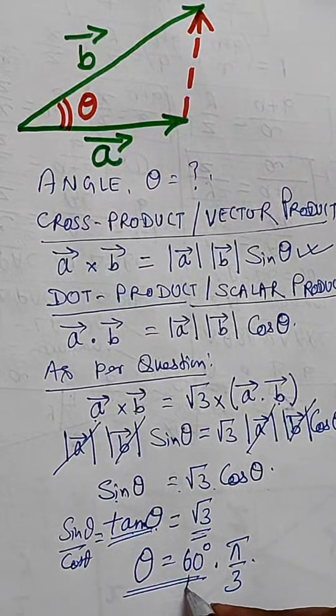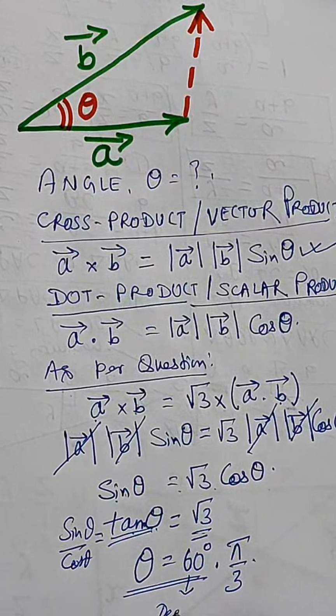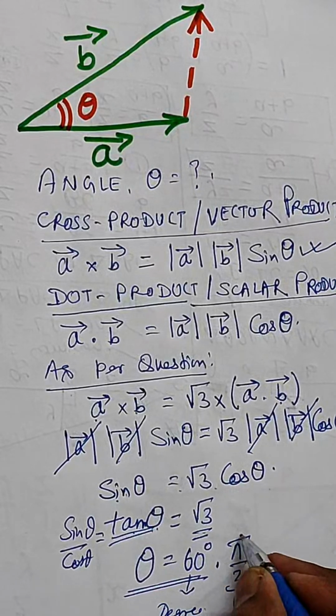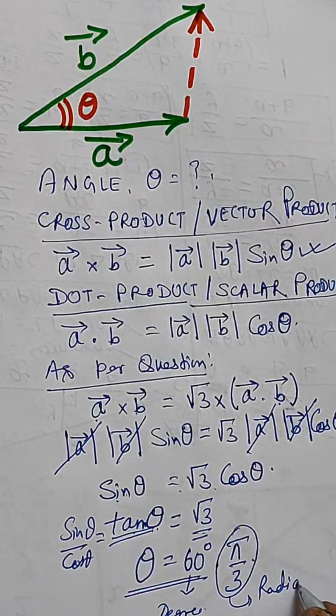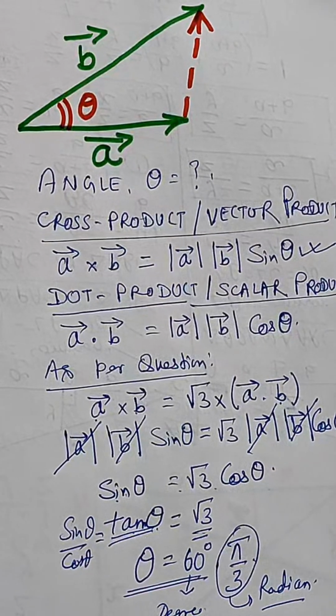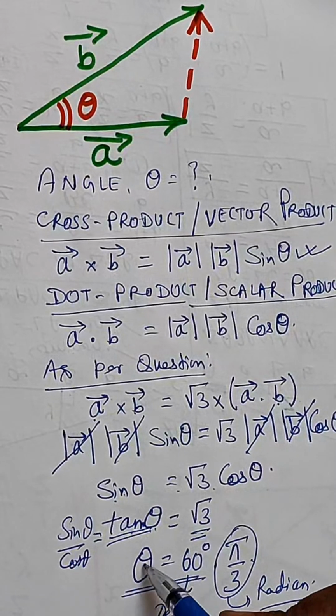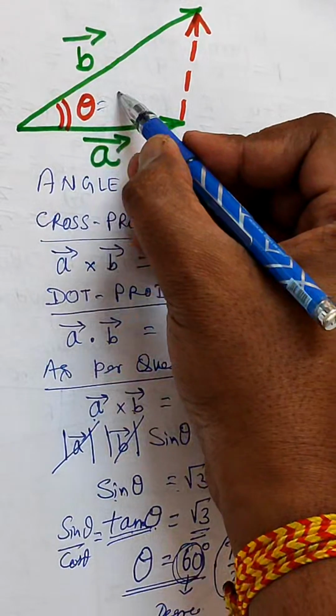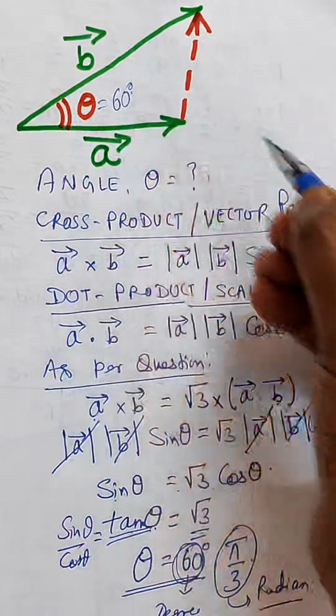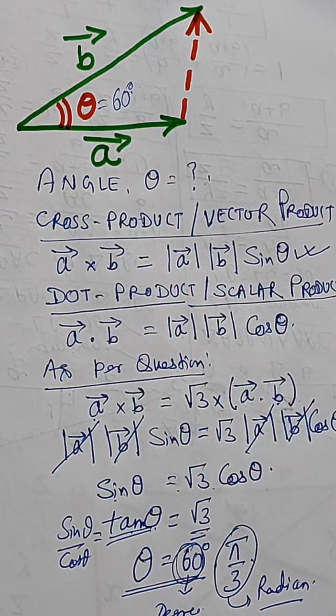60 degree is in degrees and pi by 3 is in radians, so these are the two units, but the angle is 60. So this value of theta is calculated as 60 degree. This is a very simple question, and in this way we have solved it.